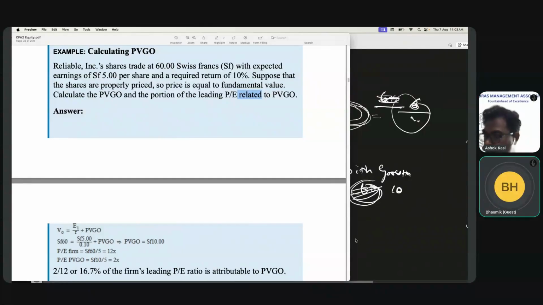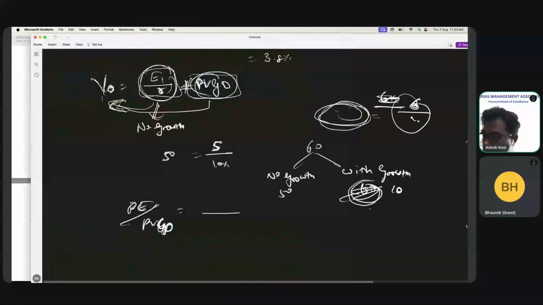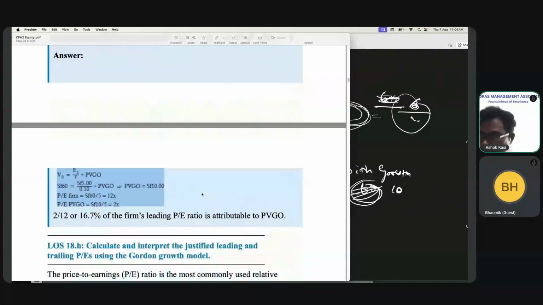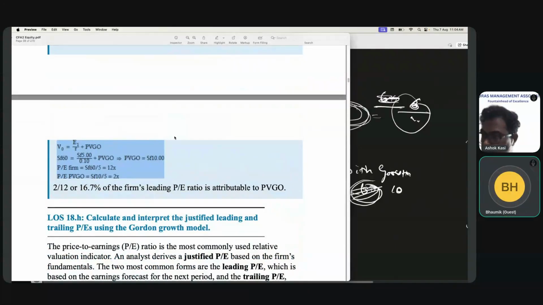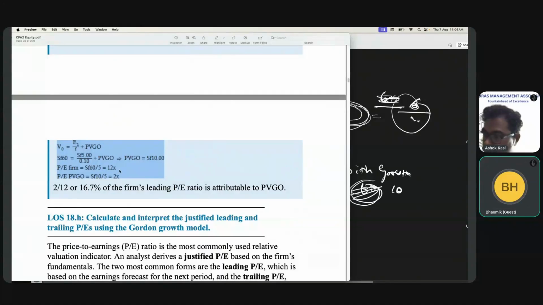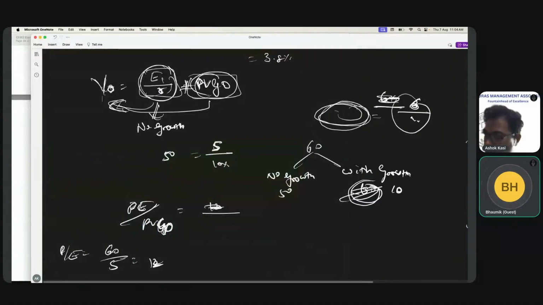So first of all, what is the PE ratio going on? See, PVGO is 10. I always get stuck here. This much is fine. PVGO is 10. These two steps: PE ratio of the firm, price to earnings. Price is 60 rupees, earning is 5. So 12. That is fine.